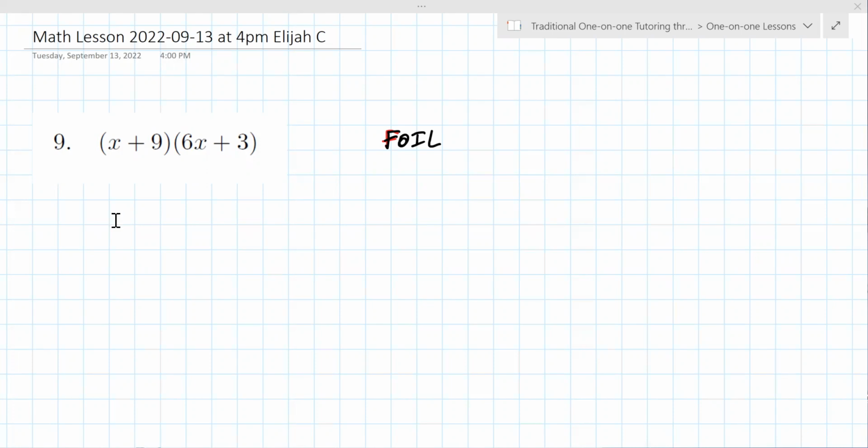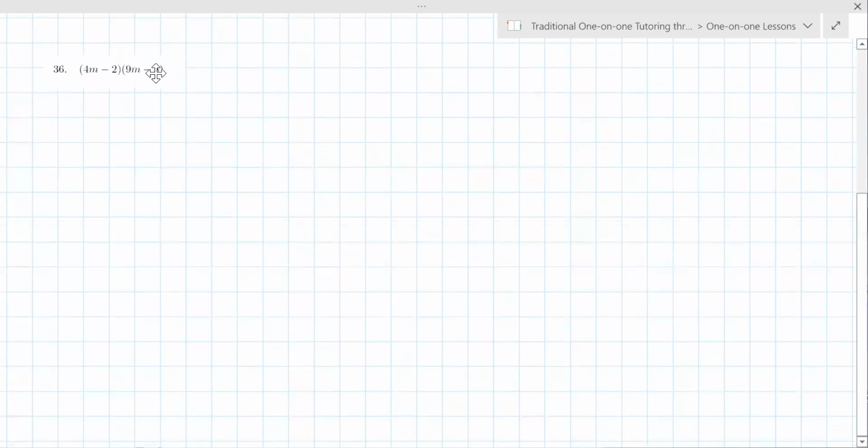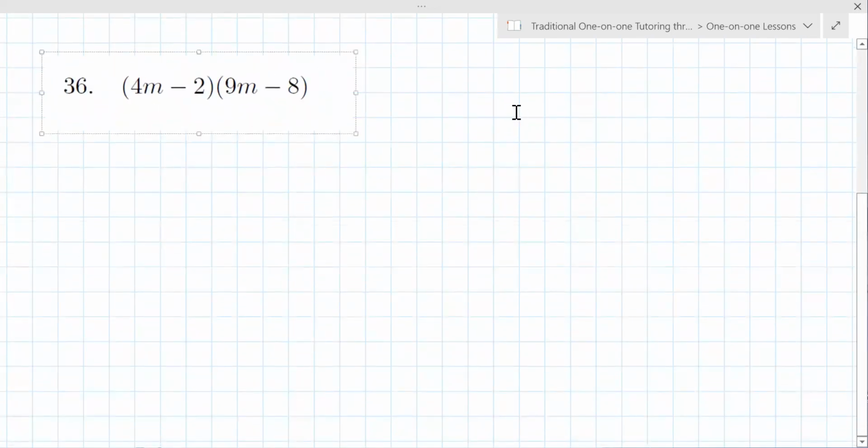Sure. I got 6x squared plus 57x plus 27. Okay, not too bad. Let me just go to a more difficult one here and have you do a couple. We're just sort of checking the box here to make sure you get to see a few of these before we move past it. So same thing here. If you could FOIL this for me.